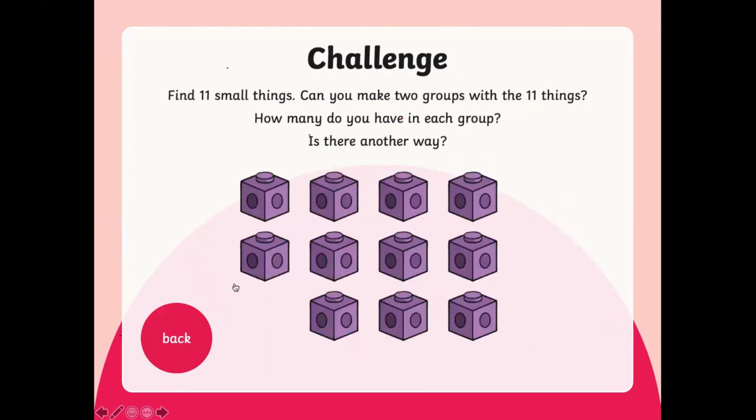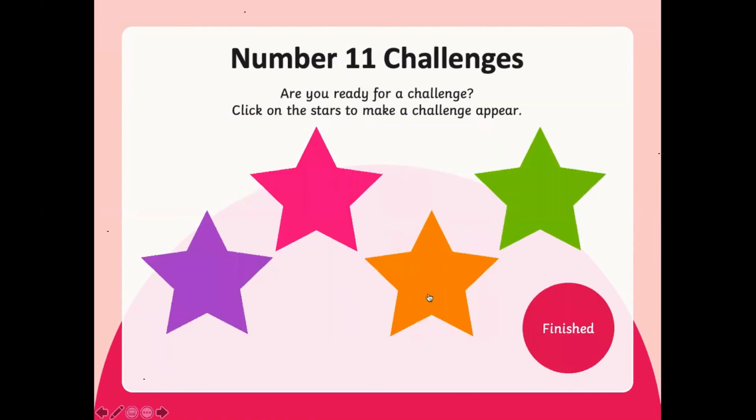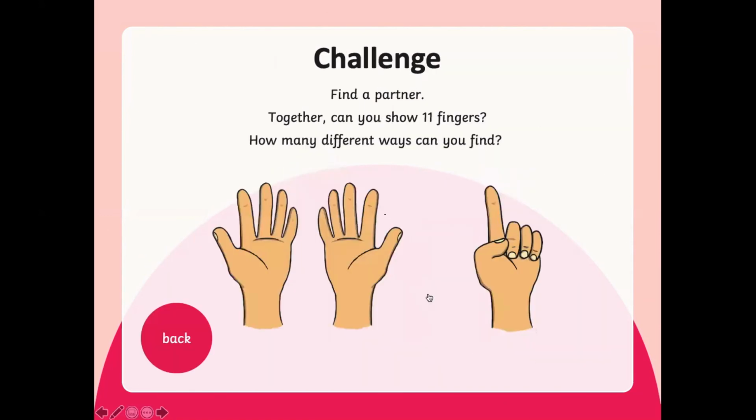Purple. Find 11 small things. Can you make 2 groups with the 11 things? How many do you have in each group? Is there another way? So go ahead and find your brothers or your sisters' Legos, or maybe it's your Legos, or maybe it's anything small that you can find at home, and try to make 2 groups with the 11 things.